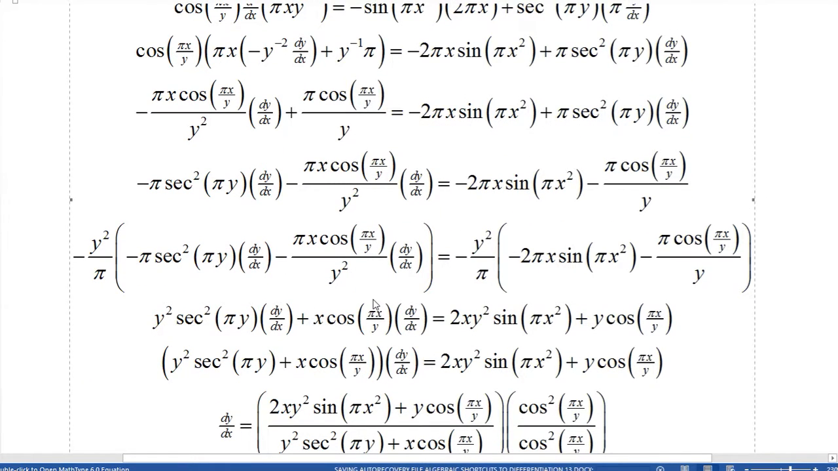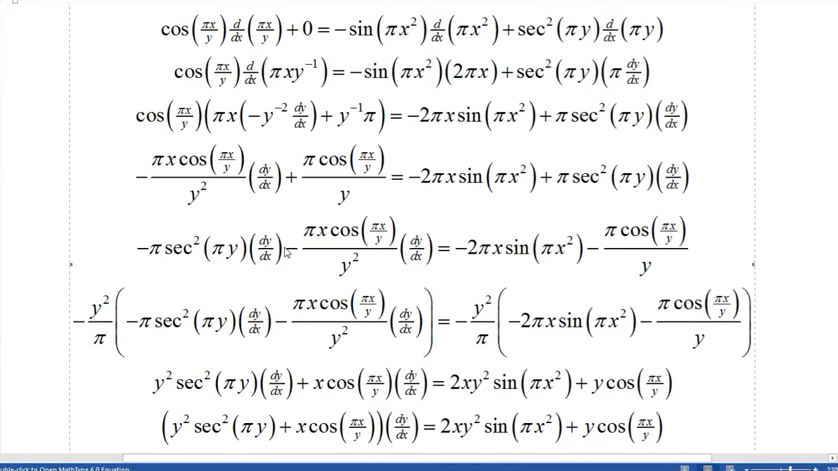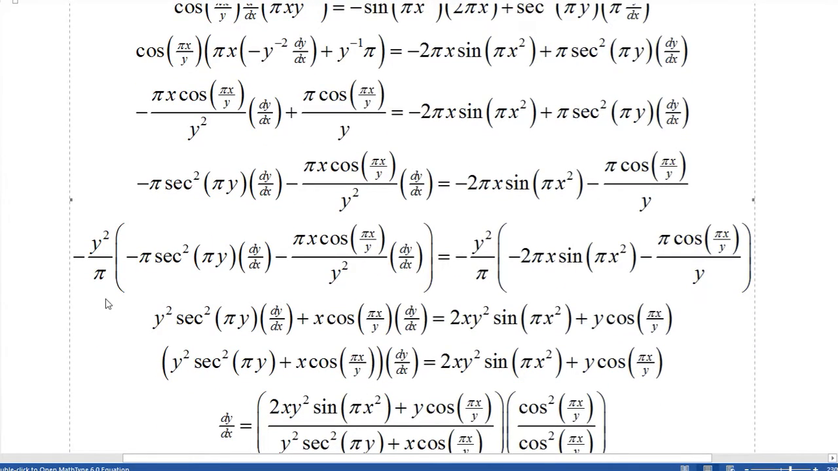Then what I want to do here is, I've got some fractions in here and I want to get rid of them. It turns out everything has a pi, so if I divide by pi, that'll get rid of all those pi's out front. And everything has a negative, so we're going to get rid of the negatives by multiplying by a negative. And we're going to multiply by y squared. Now this is going to have the result of simplifying it a bit.